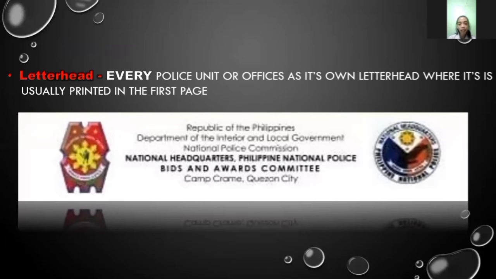Letterhead. Every police unit or office has its own letterhead, which is usually printed on the first page. Sa letterhead, makikita dito yung PNP logo at saka yung organization logo. Yung nakalagay yung Republic of the Philippines, Department of the Interior and Local Government, National Police Commission, National Headquarters, Philippine National Police, Bids and Awards Committee.